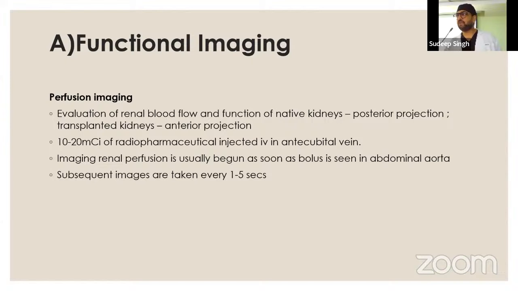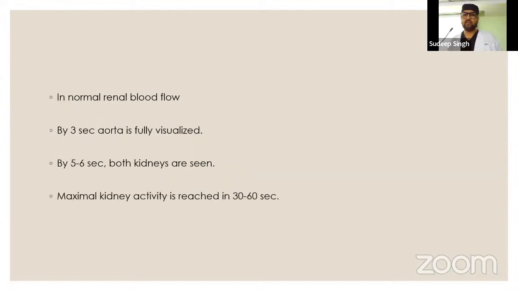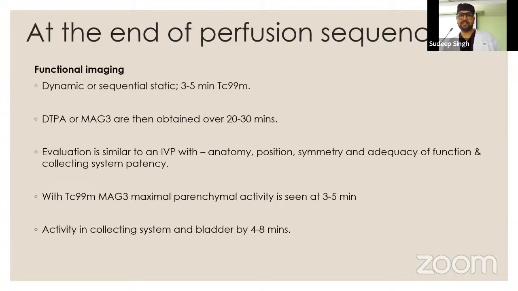Subsequent images are taken every 1 to 5 seconds. In normal renal blood flow, by 3 seconds, aorta is fully visualized. By 5 to 6 seconds, both kidneys are seen. Maximal kidney activity is reached in 30 to 60 seconds. At the end of perfusion sequence, the functional imaging, DTPA or MAG3 are the dynamic or sequential static at 3 to 5 minutes in technetium 99. DTPA or MAG3 are then obtained over 20 to 30 minutes.